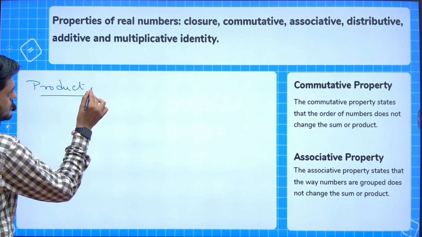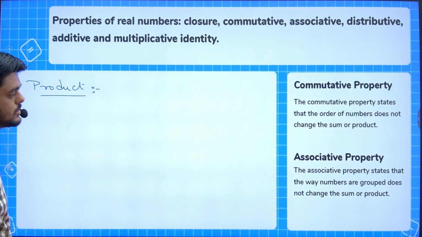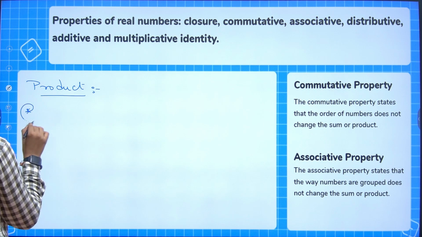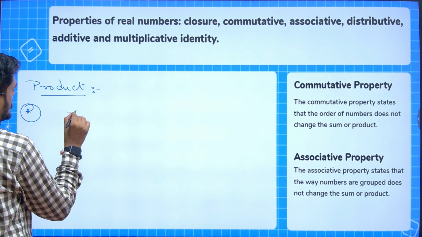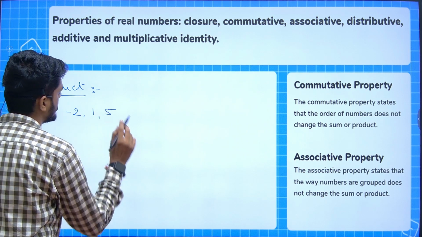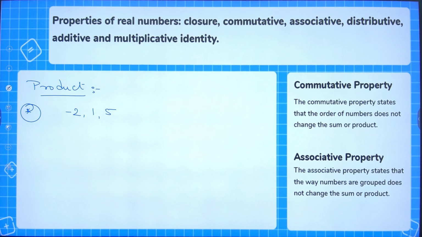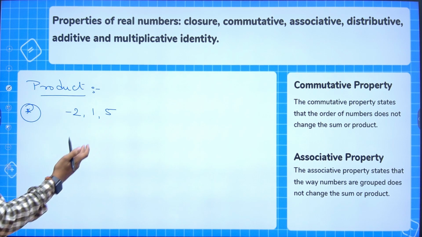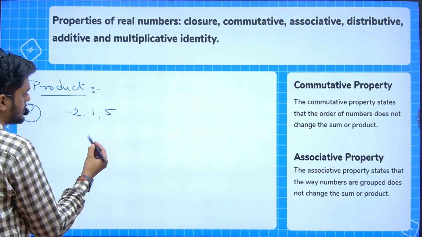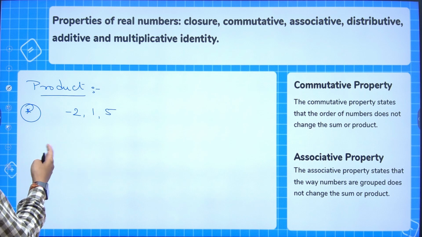You can try it on your own. I am giving you three numbers. These are -2, 1 and 5. What you basically have to do is multiply these quantities by grouping them in different ways, and then have a look at the result.